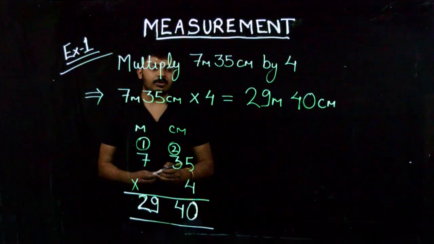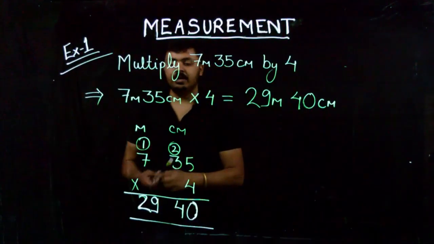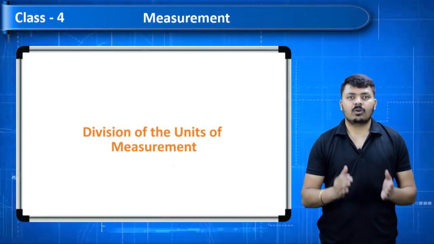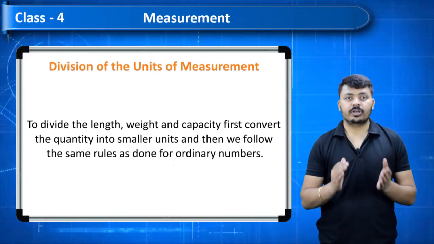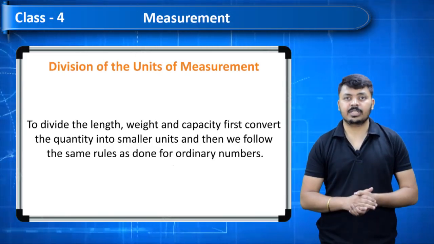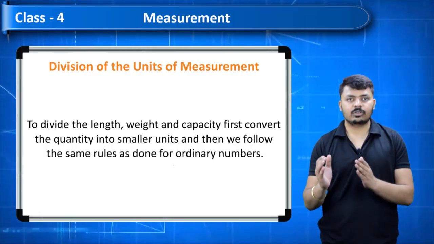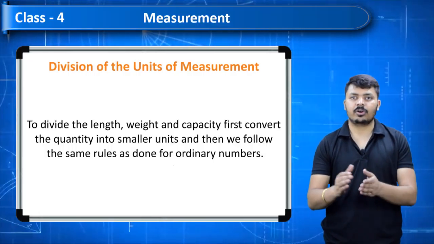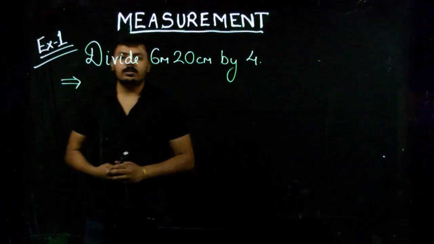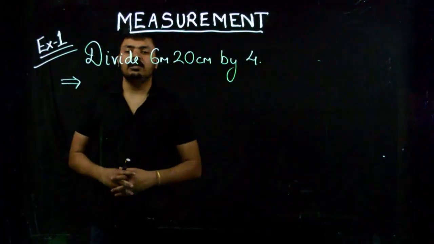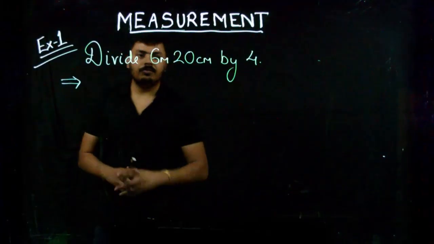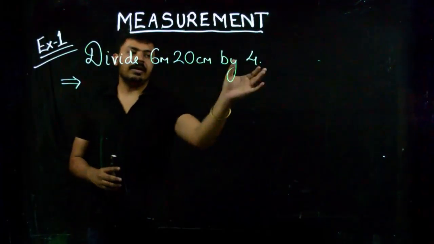So I hope students you have understood how we multiplied a distance or a length by 4. Division of the units of measurement. To divide the length, weight and capacity, first convert the quantity into smaller units and then we follow the same rules as done for ordinary numbers. So students, now let's look at example number 1. Divide 6 meter 20 centimeter by 4. So we have to divide this length by 4.